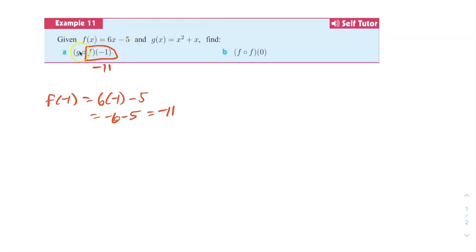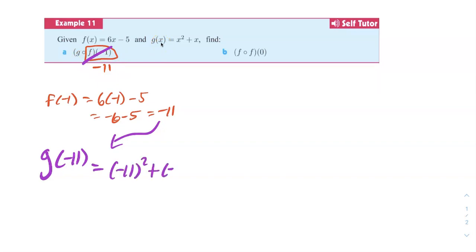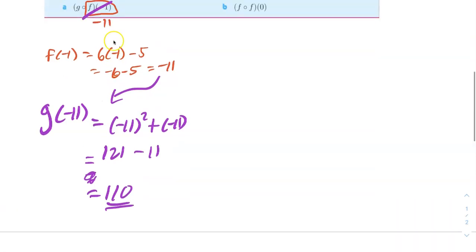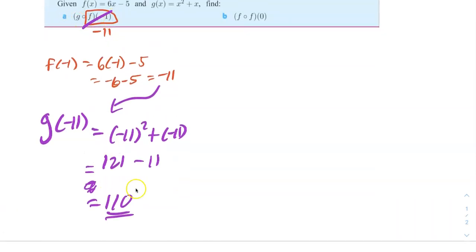So this is just negative 11, which is great, because that means the only thing we have left is g of that value, negative 11. So the only thing we have to do next is figure out what g is of that value. So now it's just g of negative 11. Substitute negative 11 into g, so I get negative 11 squared plus negative 11. So I get 121 minus 11, which makes 110. There we go. That's what g of f of negative 1 is: 110.